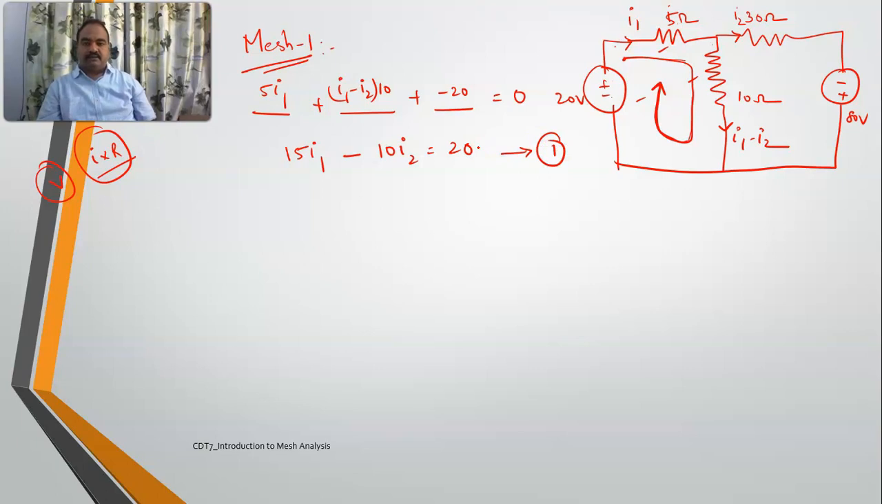Right. So coming to mesh 2 now. How many elements are there in mesh 2? 1, 2, and 3. So here also I'll start from top left. Right, 3 elements are there.